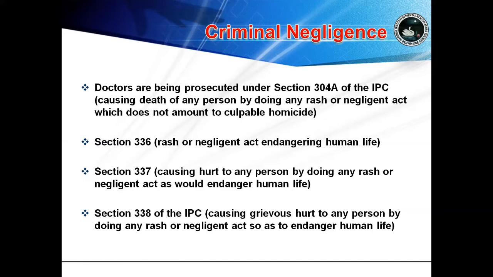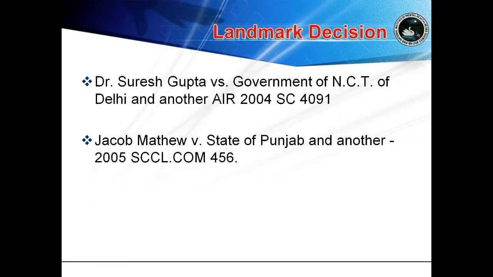And Section 336 is rash and negligent act endangering somebody's life. It's not causing death. It may be grievous injury or a simple injury. That is Indian Penal Code 337, 336. Those are the cases. But invariably, if there is a death, 304A is used. In this regard, especially in the death of a patient, there are two landmark judgments, and I would recommend you to read both if possible. Jacob Matthew versus State of Punjab is the best example where our Supreme Court has given beautiful guidelines. They have done an amazing analysis in this case.